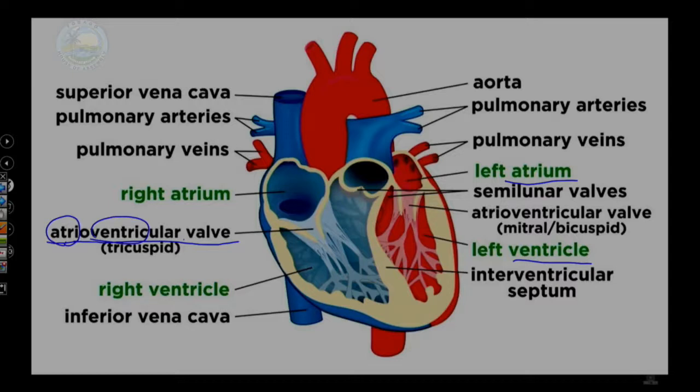So on the right-hand side, we have the tricuspid valves, which are these right here. And on the left, we have another set of atrioventricular valves, but in this case, they are called bicuspid valves. And these are the valves right here on the right-hand side. Remember, atrioventricular valves are the valves between the atria and the ventricle. So these valves are going to control the flow of blood between the two chambers.